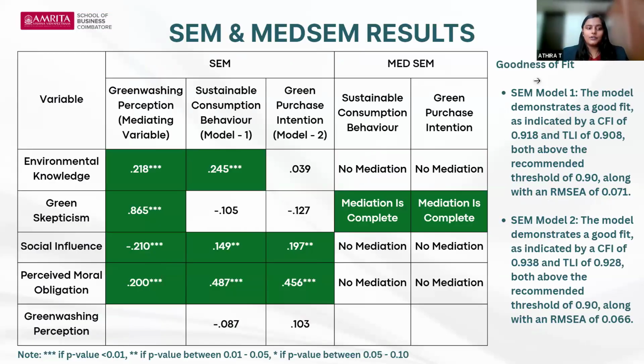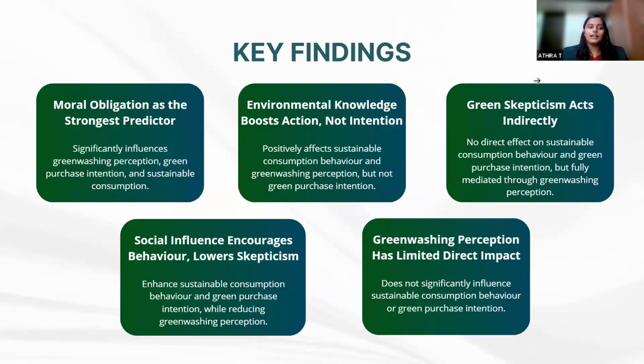From the analysis, we found that social influence and perceived moral obligation are the strongest influencers on greenwashing perception, sustainable consumption behavior, and green purchase intention. Green skepticism does not directly influence sustainable consumption behavior or green purchase intention, but through greenwashing perception, it influences both. From this, we could say that moral obligation is the strongest influencer, influencing all three dependent variables. Environmental knowledge influences sustainable consumption behavior, not the purchase intention.